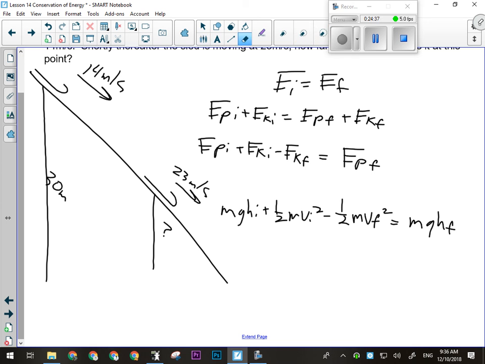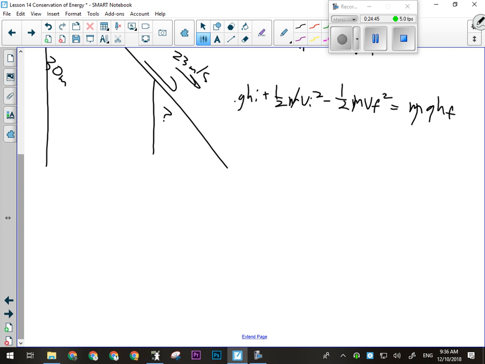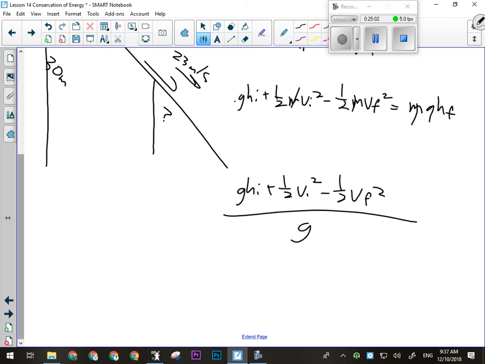So in this case, we're going to cancel mass off because we don't really need it. Now we're going to manipulate and try to get h final by itself. Really, all I have to do is divide both sides by g. So I'm going to have g times h initial plus 1/2 v initial squared minus 1/2 v final squared, divided by g, equals the final height.